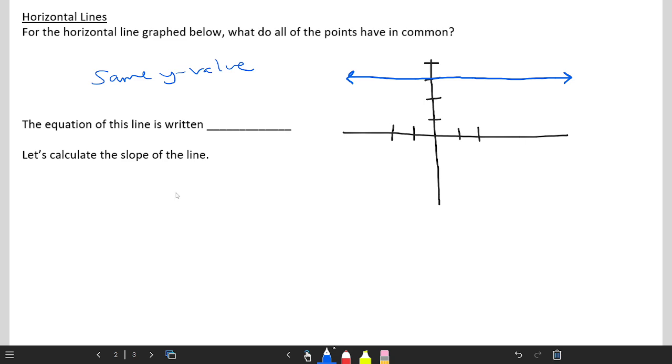That's going to be true for any horizontal line. All the points on that line will have the same y value. And because they have the same y value, the equation of the line basically is just telling you what that y value is. So it's y equals a number for a horizontal line. And in this case, all the points have a y value of 3. So the equation would be y = 3.